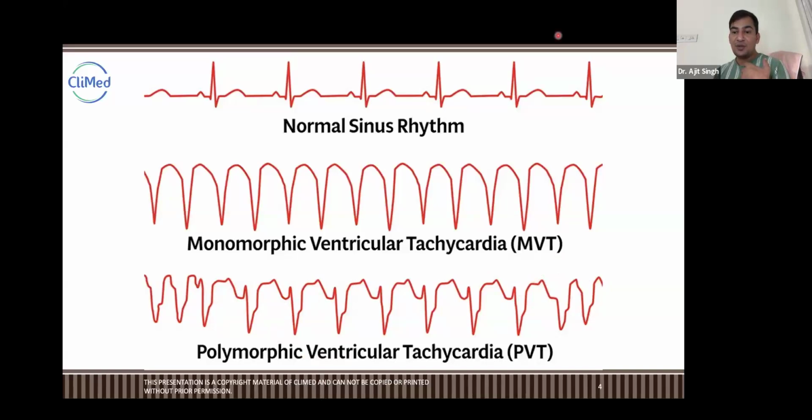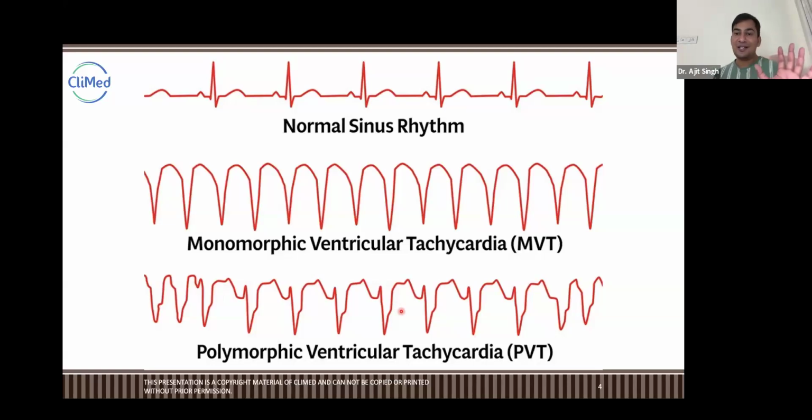In this, look, the QRS is from here to here. And here it is from here to here. And here it is very small, right? So this is polymorphic ventricular tachycardia. The QRS complexes are different. QRS complex size or duration is completely different in PVT, polymorphic ventricular tachycardia.